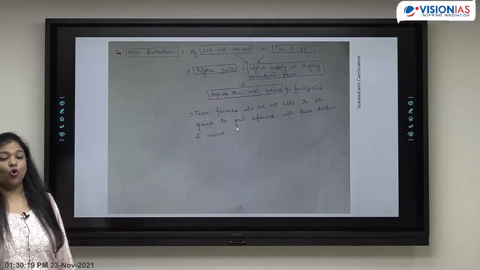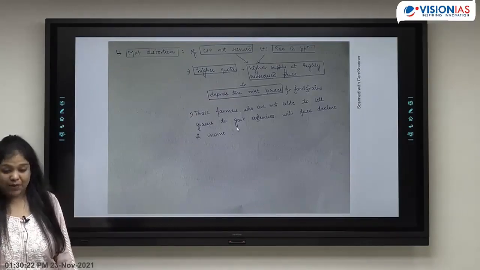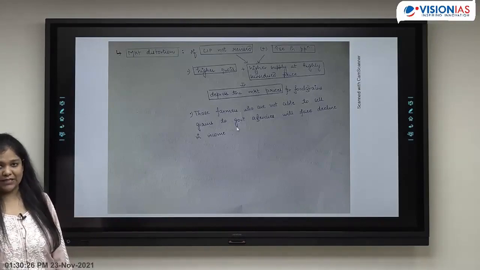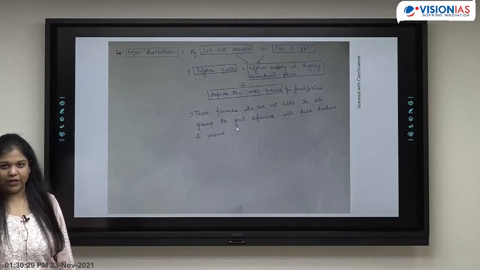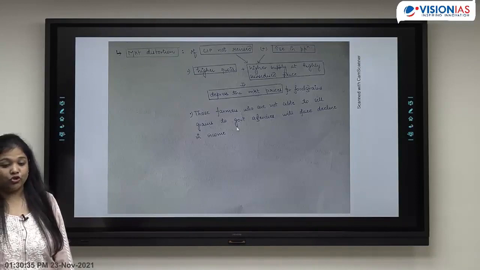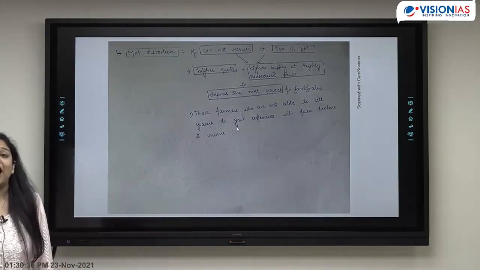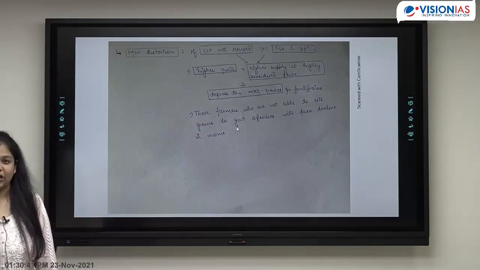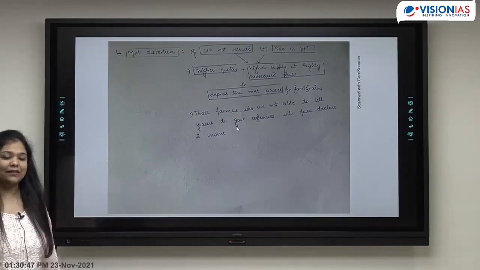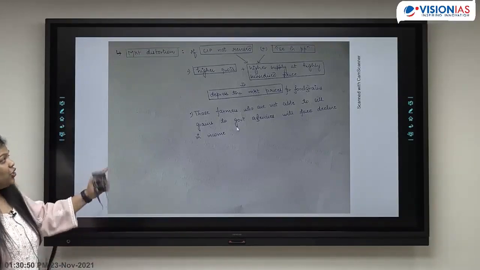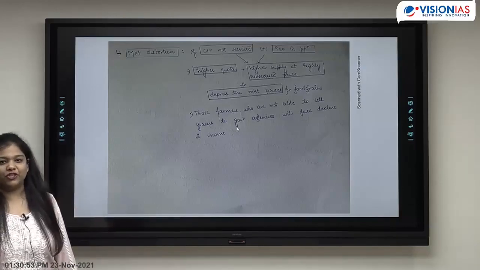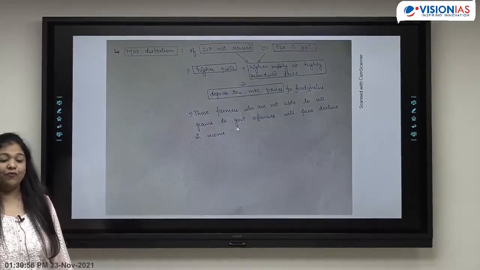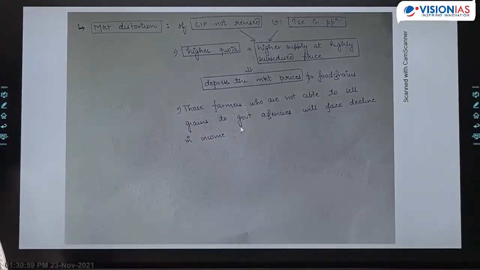At the same time, one of the major concerns has been that if the CIP, that is the central issue price, the price at which you are providing the food grains, is not being revised and the population keeps on increasing, there would be a higher quota and higher supply of highly subsidized grains. The price at which the government is procuring is more than the price at which it is issuing. So the issue price is less than the minimum support price. If this continues, there would be a depression in the market prices of food grains. At the same time, some farmers would not be able to sell their grains to the government agencies, and then they will face a decline in income.